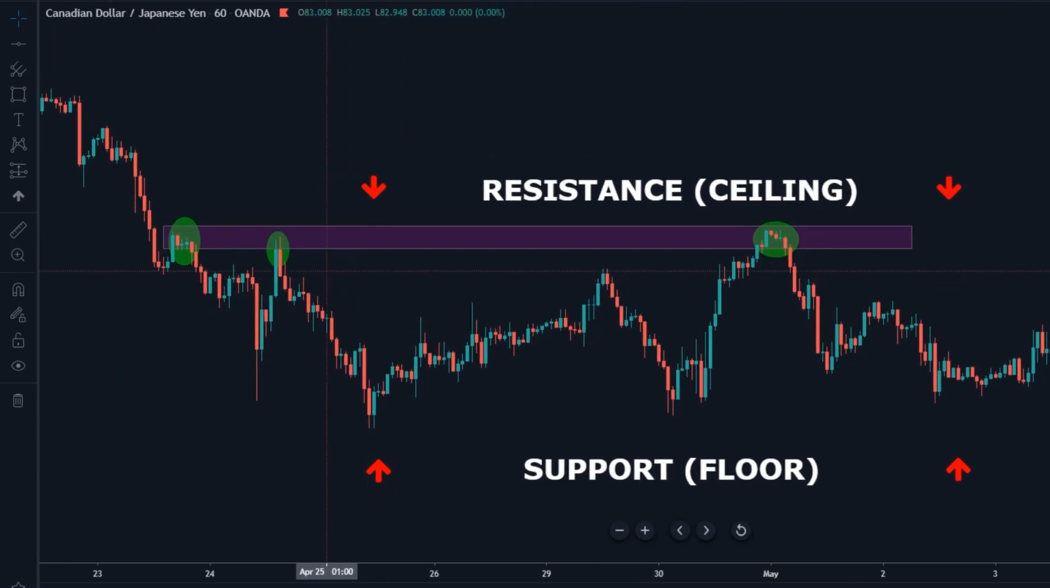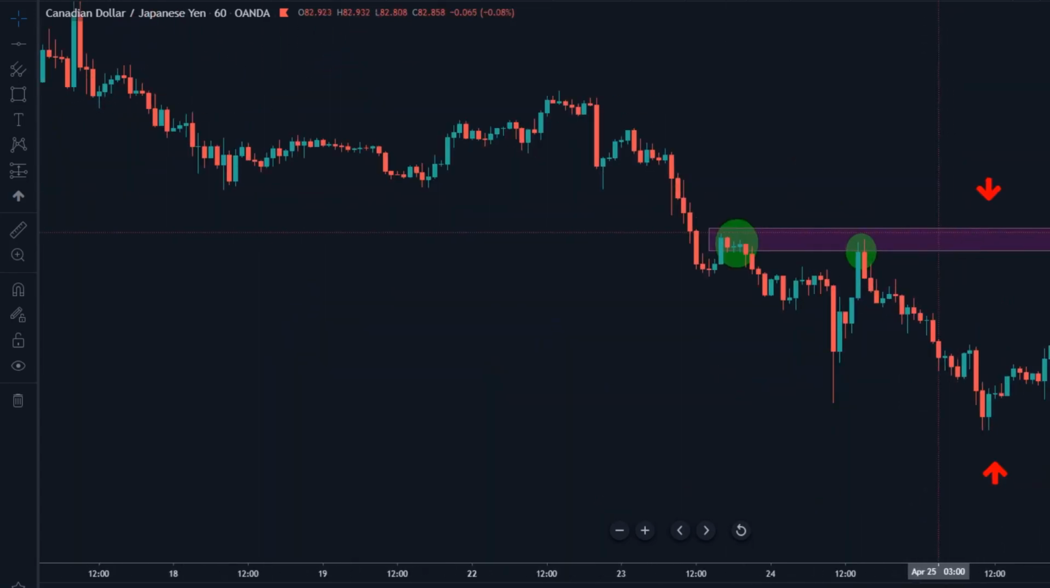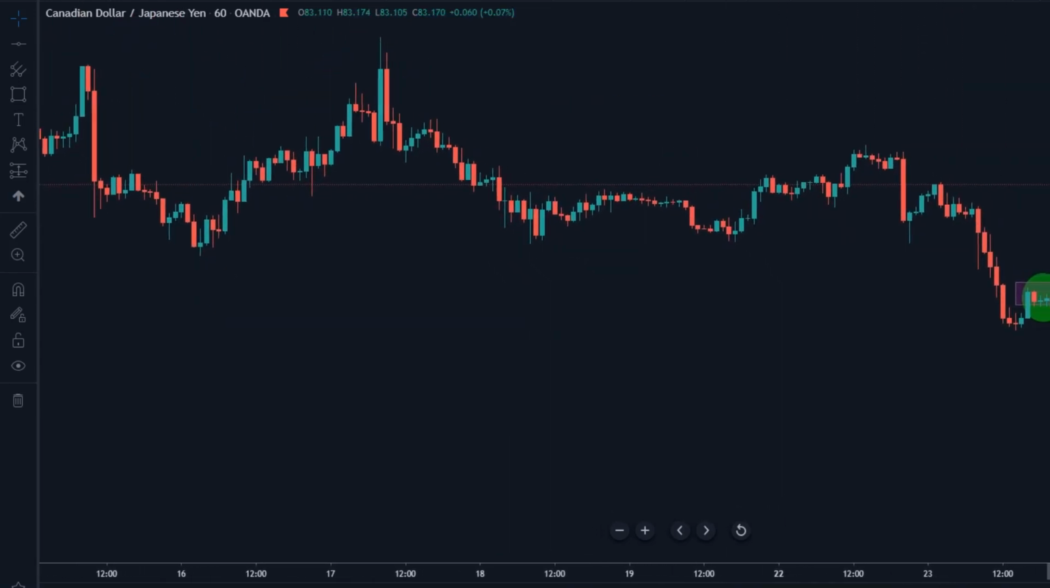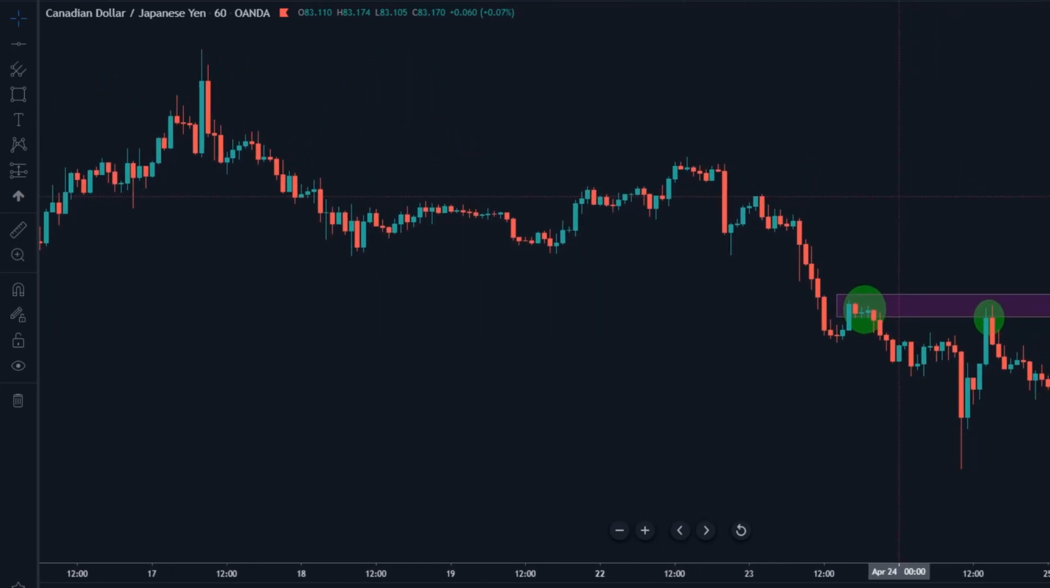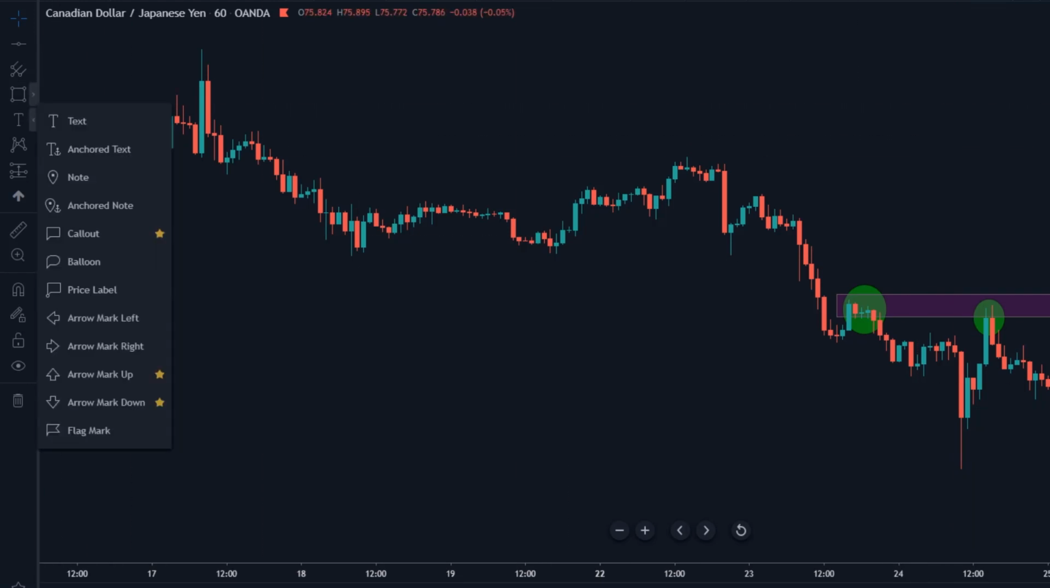So what I did here, do you see how, pretend this is all we saw right now. You see how it touched the same level twice? It touched this line and then it rejected and kept following downwards. So it kept moving.